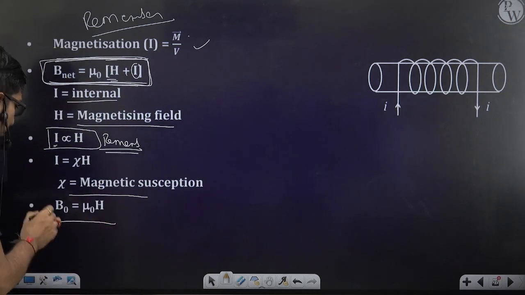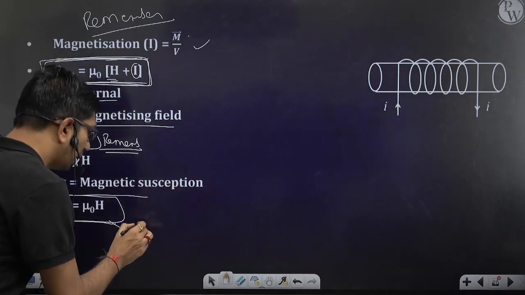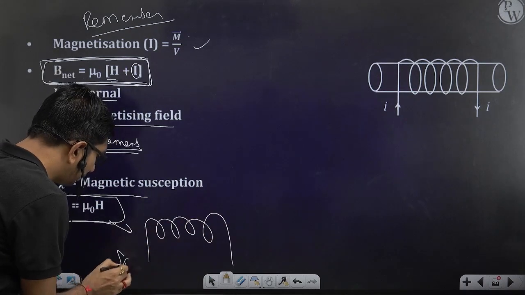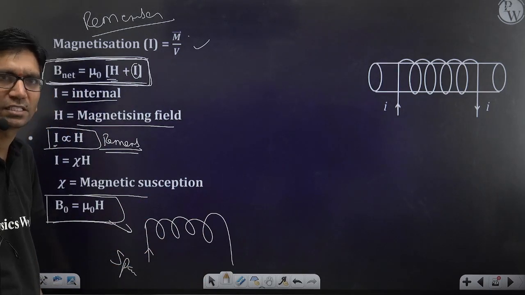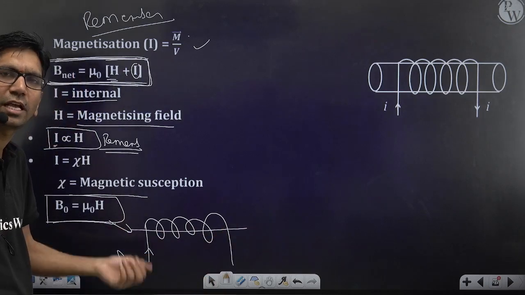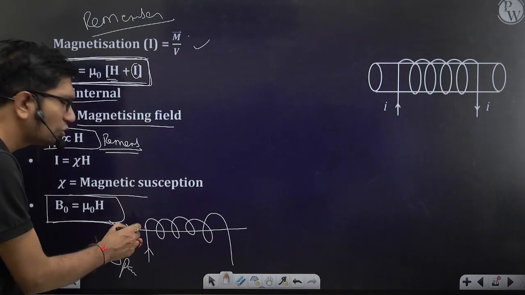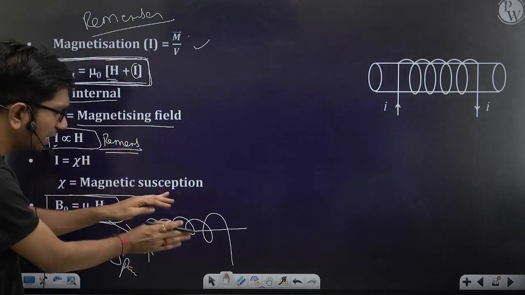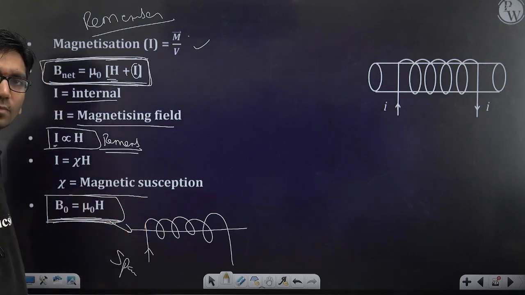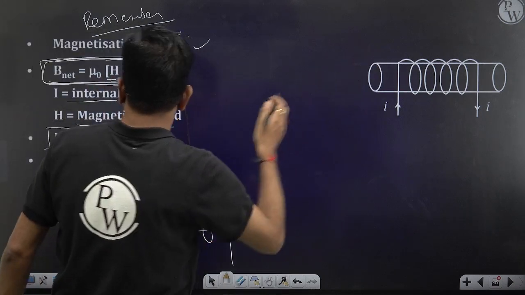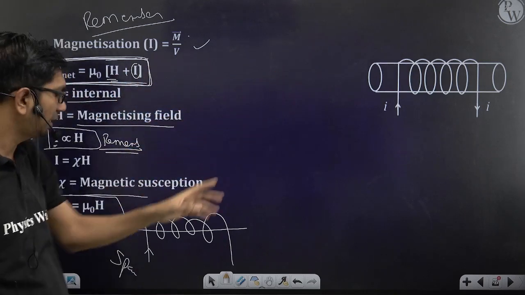See here, B naught equals mu naught into H. This is when nothing is present, just in space, and I am passing a current like this. Is any magnetic field produced? Yes, the magnetic field is produced inside, due to the external magnetic field. We get only H. Do we get I? No, there is no rod at all. If something is present inside, then we get I. This is in the presence of the iron core, and this is in the absence of the iron core.